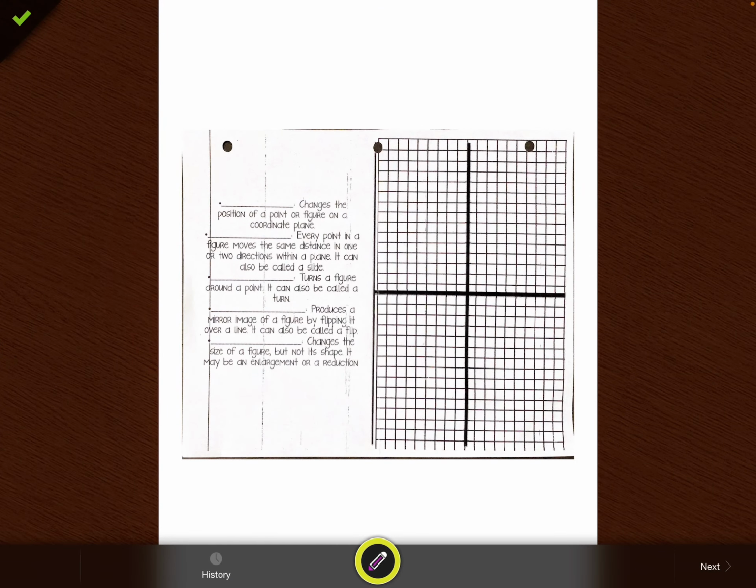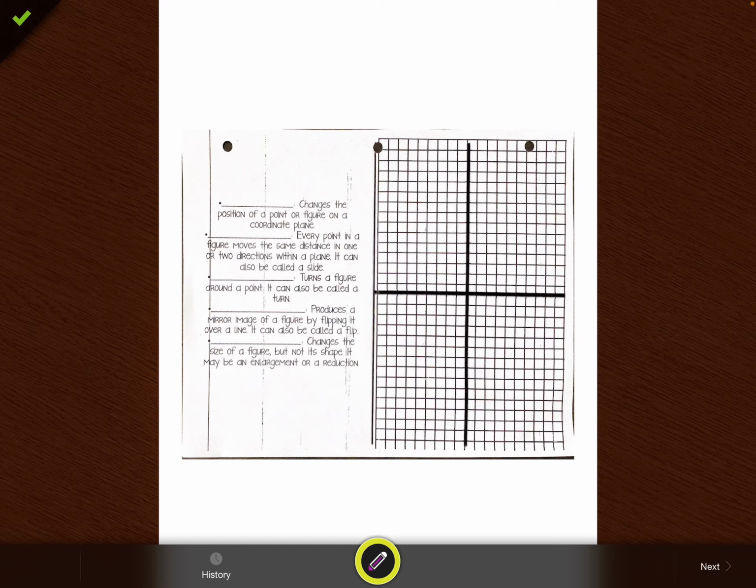Today we're going to be talking about transformations. Okay. And your notes are going to be a little interactive. It's going to be an activity. Once we're done with these notes, then we're going to do a little cutting and getting some figures onto this graph.